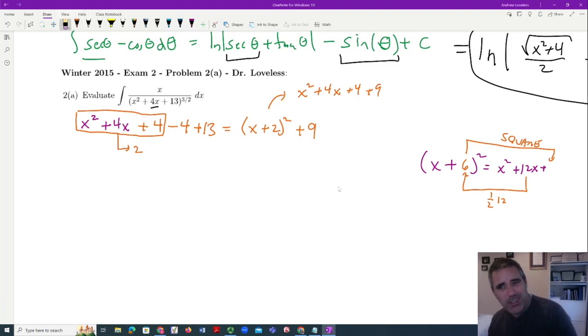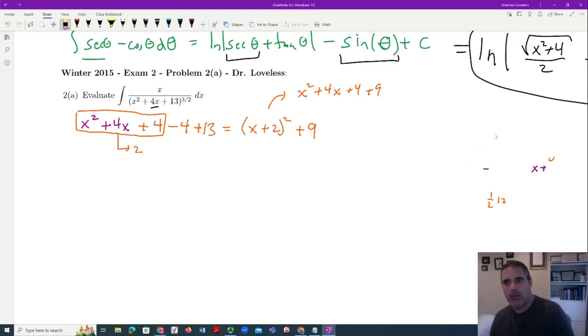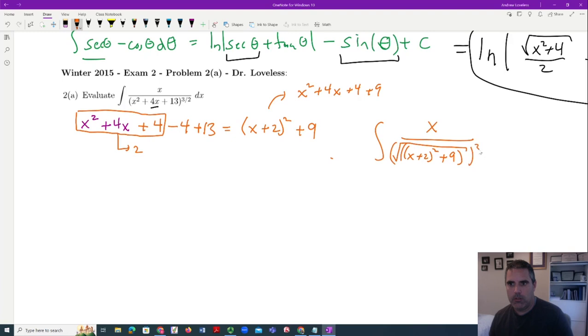It's not too bad, but you should make sure you have it right, and then we're going to restart the problem. What do I mean by restart the problem? So we have the integral of x over x plus 2 squared plus 9, then I have this square root, that 1/2, and then I have cubed.